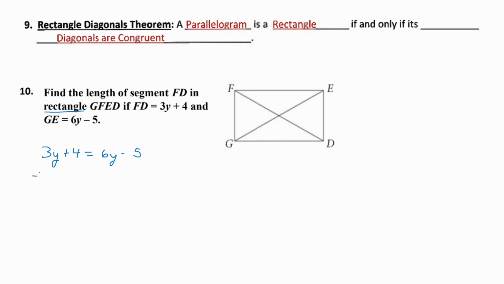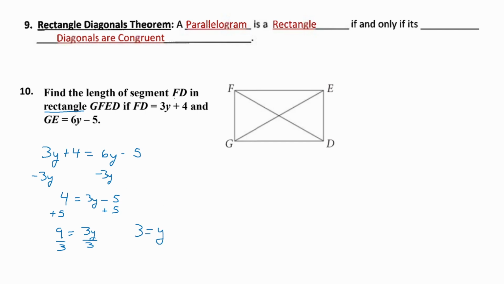I can subtract 3y from both sides. That leaves me with 4 is equal to 3y minus 5. From there I can add 5 to both sides, which leaves me with 9 is equal to 3y. And then finally, to solve for y, divide by 3, and I get that 3 is equal to y.